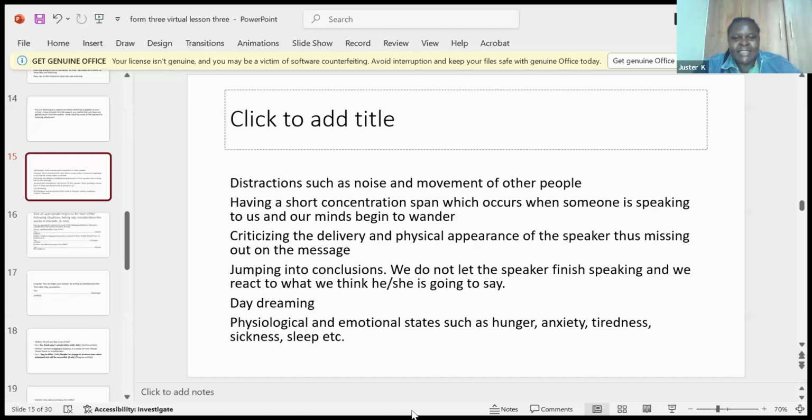If you're criticizing the delivery, which comes from formed opinions that you have, or the physical appearance of the speaker, you end up missing the message the speaker is delivering. Or if you keep jumping into conclusions, you don't let the speaker finish so that you can react, you start concluding what the speaker is going to say. Then, of course, there's the physiological and emotional state that you are in. Maybe you're hungry, you're anxious, you're tired, you're sick, you're sleepy. All those can affect. Now, I want to take some answers that are not there from some of you.